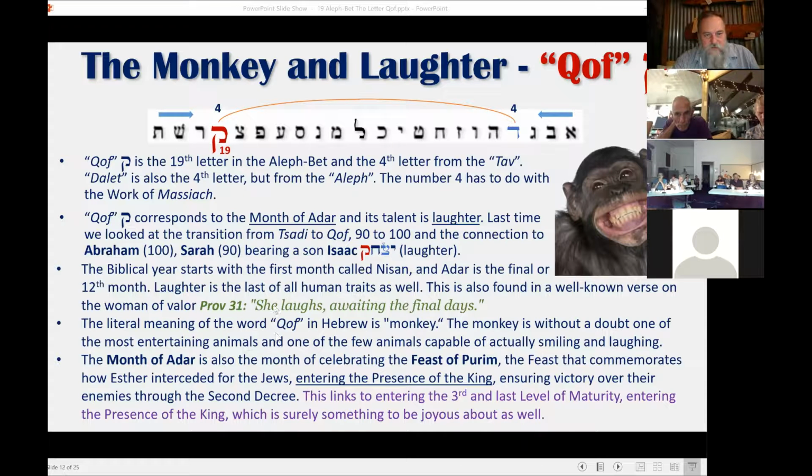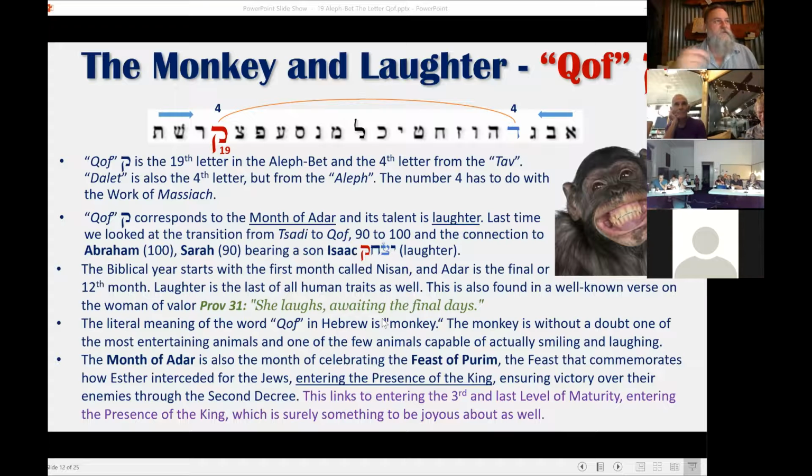Now that concept is also found in Proverbs 31, where it talks about the woman, which says she laughs awaiting the final days, and that corresponds with the final days of the month of Adar. Which is also interesting, another layer or strand that connects to the month of Adar, and that's the season of the Feast of Purim, which is quite frankly this month. They celebrated Purim, I think, two weeks ago? So we're currently in the month of Adar. That's quite a coincidence. We're looking at the Goof in the month of Adar. They celebrated Purim just a while back.